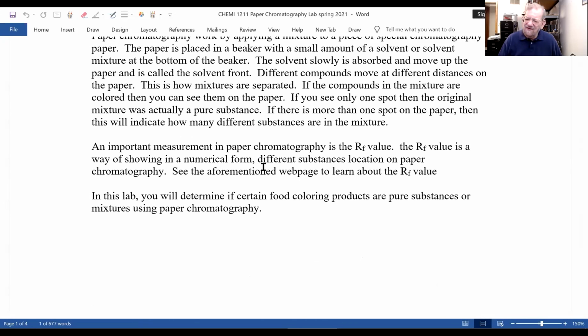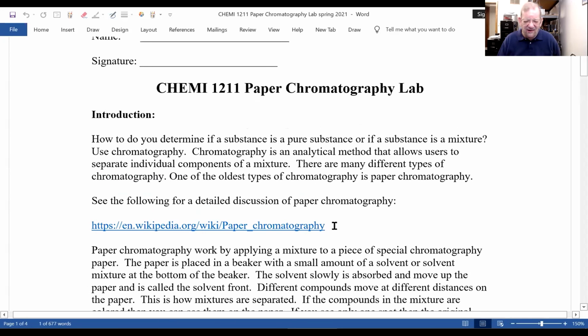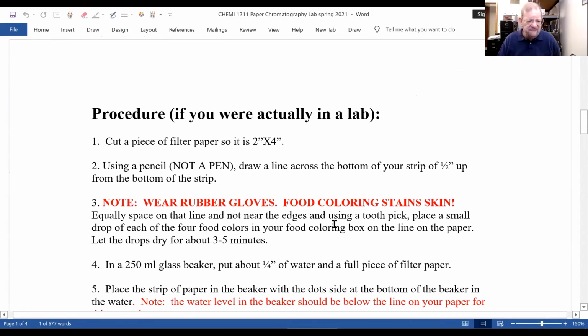Something factor, I can't remember what the R is. But anyways, it is the value showing the numerical form of different substances on a paper. And you can see, if you want to learn about the RF factor, go to Wikipedia and learn about it.